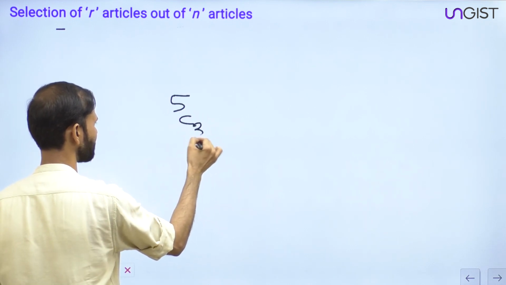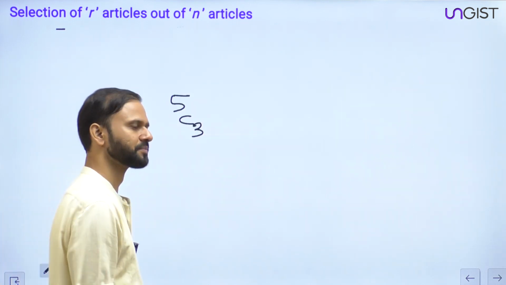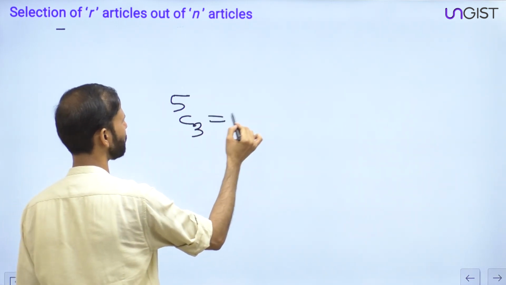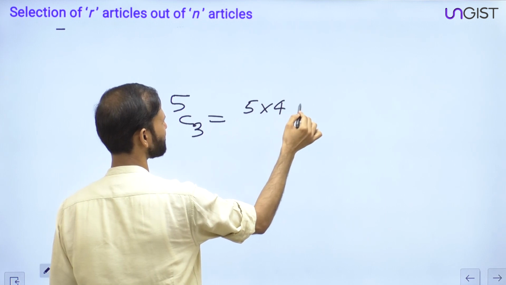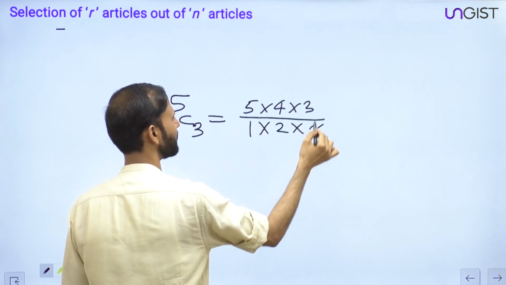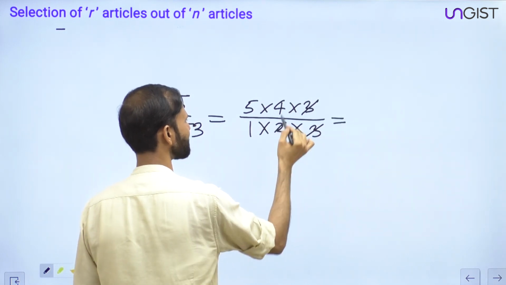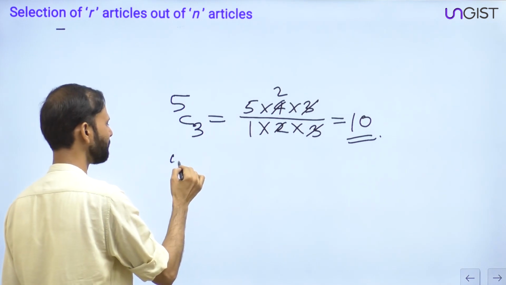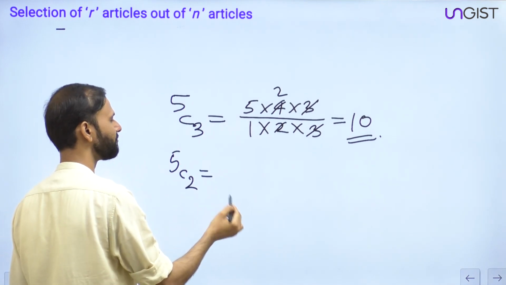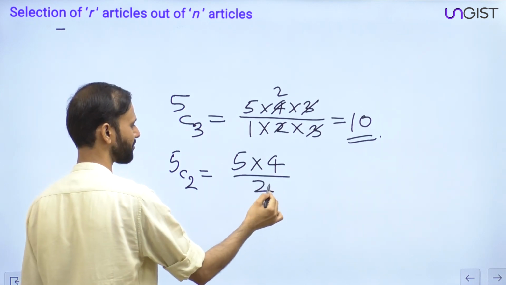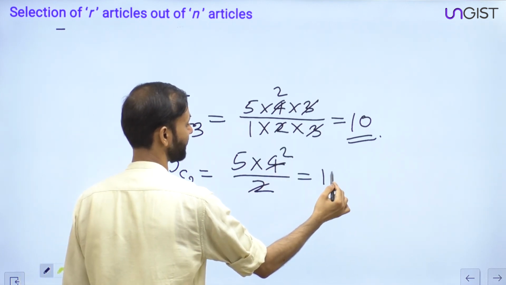5C3 we were doing. So guys, if you calculate 5C3 like this, it will become 5 into 4 into 3 divided by 1, 2, 3. So the value is 10, correct? 5C3 is 10. And now if you calculate 5C2, it is 5 into 4 divided by 2, which is also 10.